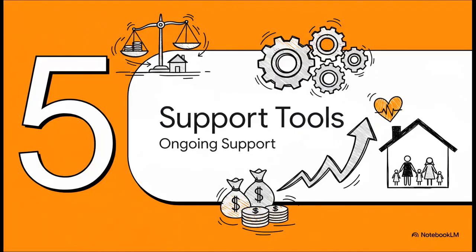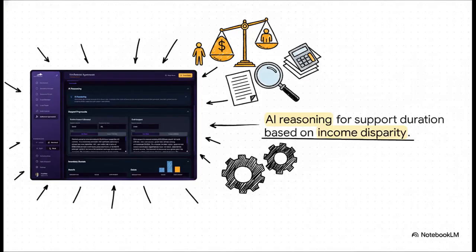Now, asset division is really only half the battle. Let's look at Section 5, alimony and support tools. We obviously need to manage ongoing financial support, and this module handles that seamlessly. Now, what's really interesting about this is how the tool provides incredibly deep context. It doesn't just store support numbers. The AI actually generates a written rationale for marital and child support based on documented income disparity in your files.